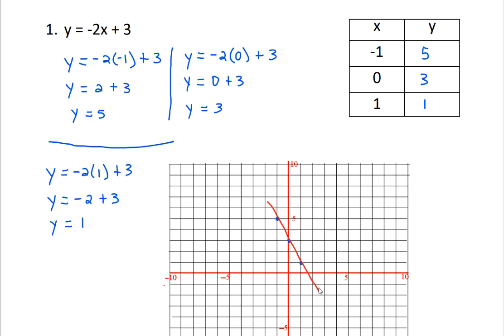and put arrows at the ends, because that means that my line continues. It doesn't stop at those points, and that's how I would draw a line using a t-table.